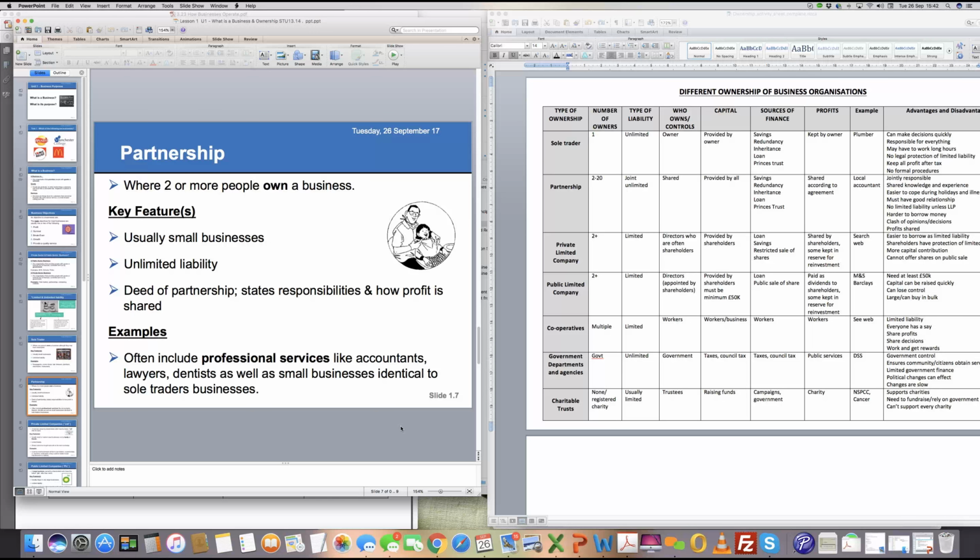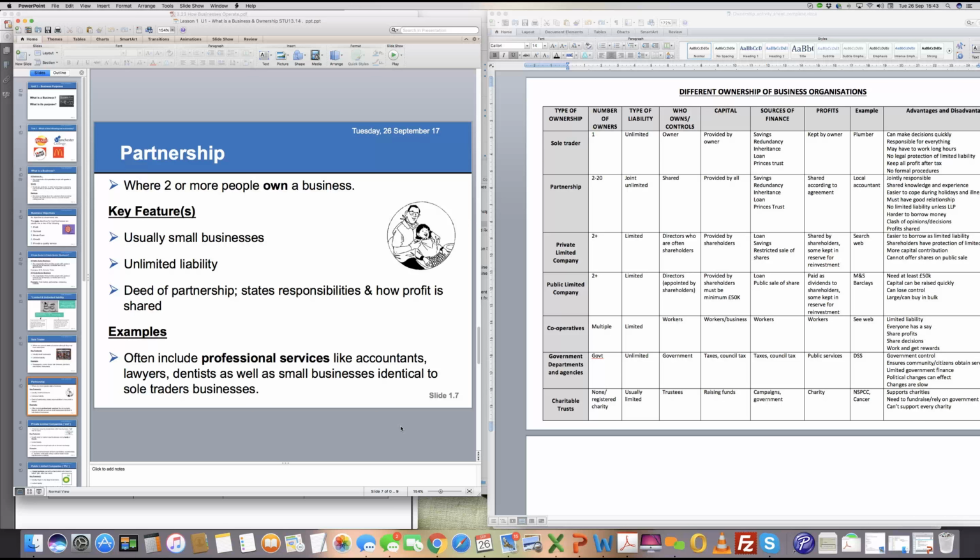Now the partnership has unlimited liability. That means because there are a number of people involved, at some stage the liability in the business can also be unlimited, because every partner is able to pick up some debt, or if the business makes a loss, it can be divided amongst a number of people to recover those losses. Okay.